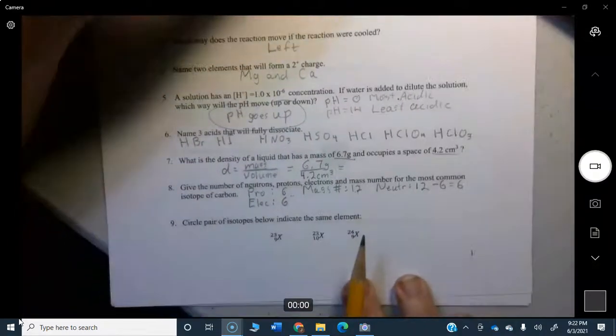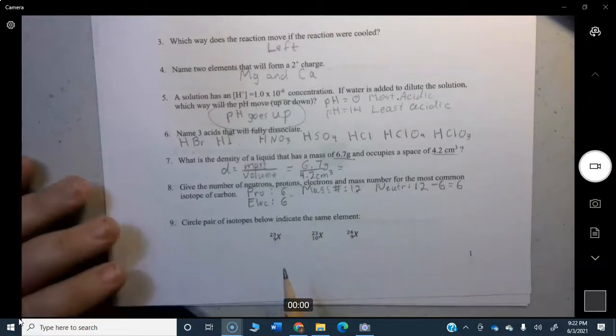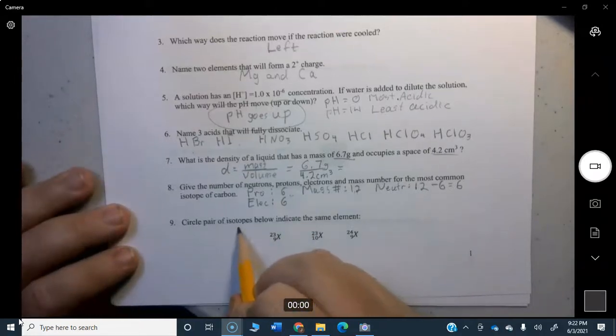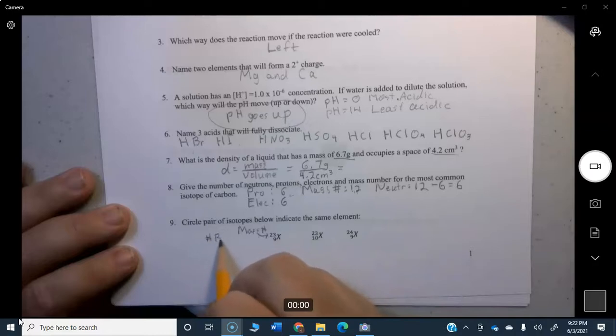Okay, so next one, isotope notation. Circle the pair of isotopes of the same element. Well, the top one is the mass number. It's total protons and neutrons. So I'm just using this as an example. That's number of protons plus number of neutrons. And the bottom one is the atomic number. And it's the number of protons.